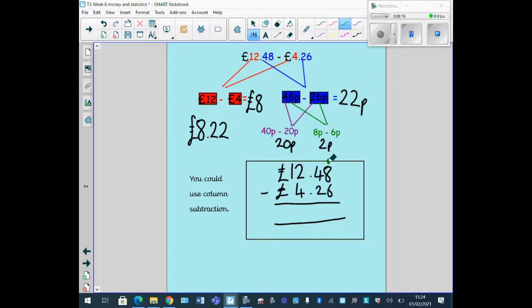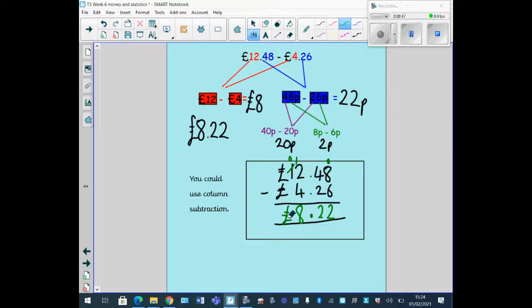Start with this column. 8 subtract 6 is 2. 4 subtract 2 is 2. Bring the decimal point down to separate your pounds and pence. 2 subtract 4 I can't do. I need to exchange. Cross this off here. Put 0. Put the 1 next to the 2. 12 take away 4 is 8. £8 and 22. How did you get on?